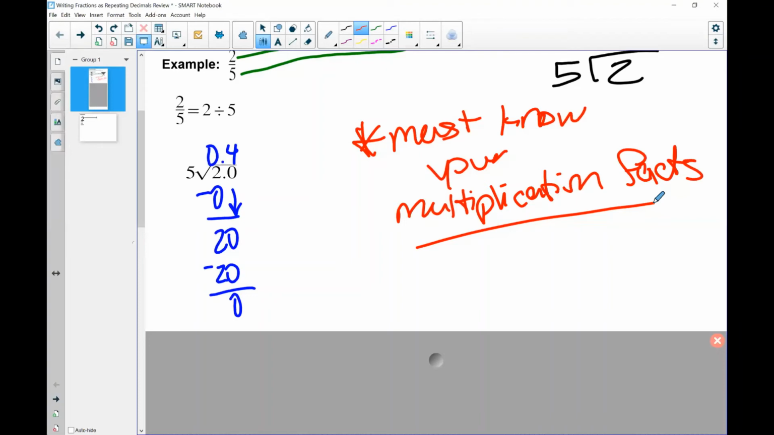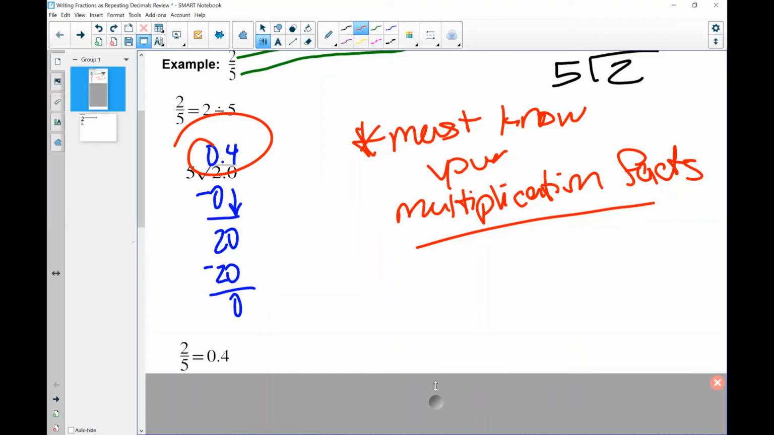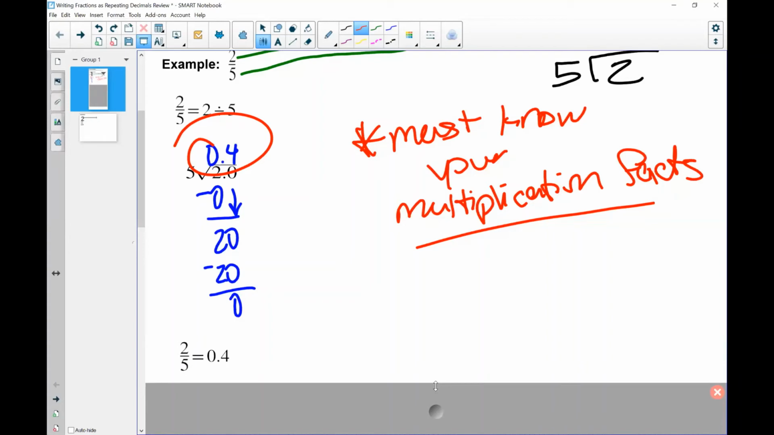So here's your answer right here: 0.4. 2 over 5 gets you 0.4. And I'll show you down here. So again, you must know your multiplication facts. Okay? You must know them.